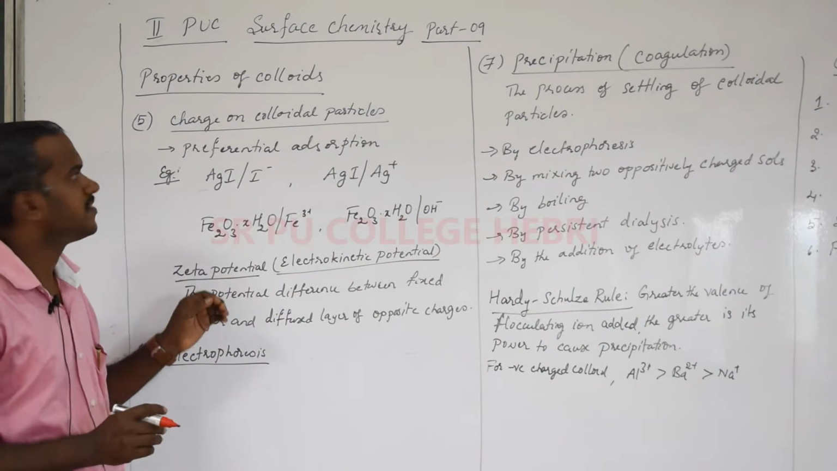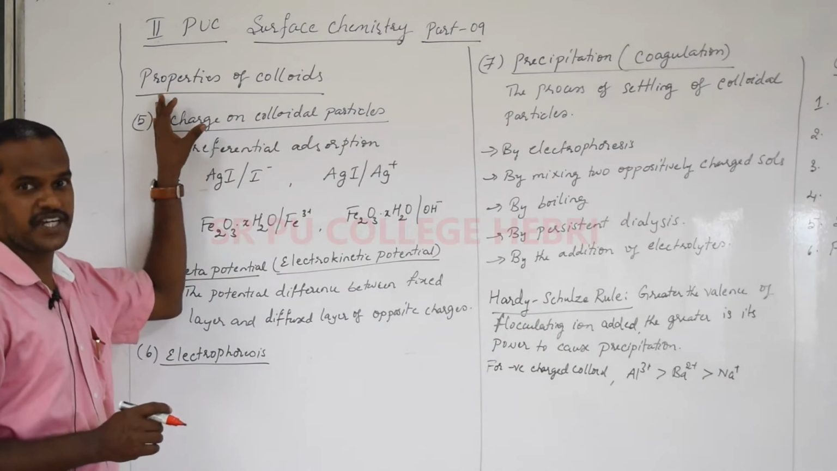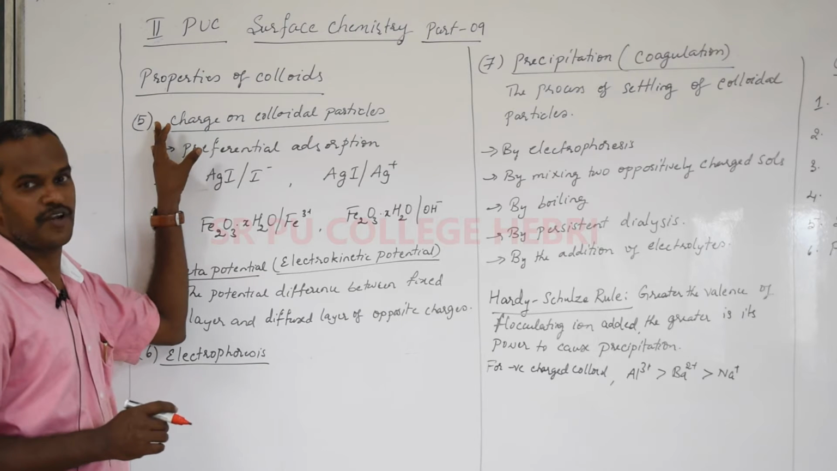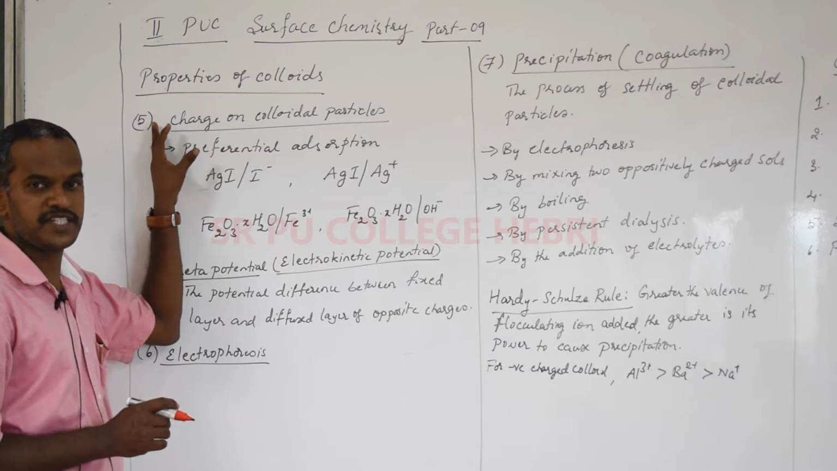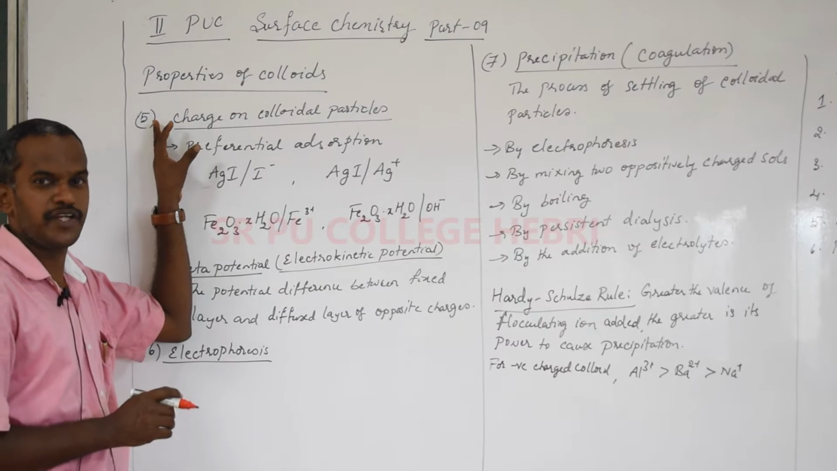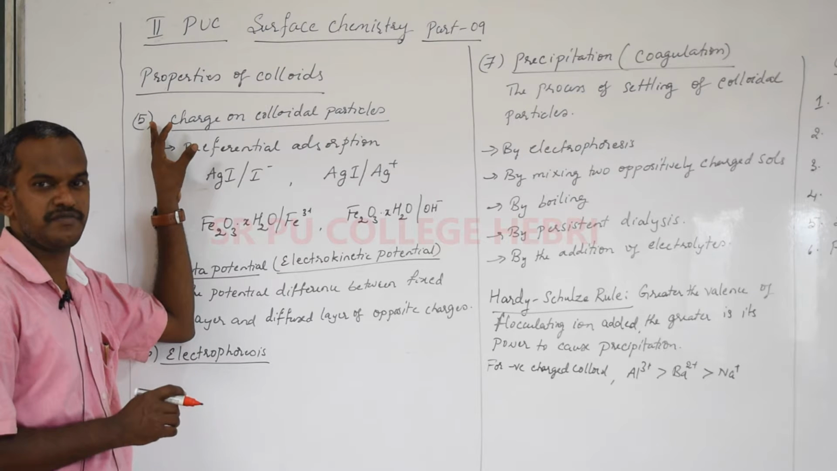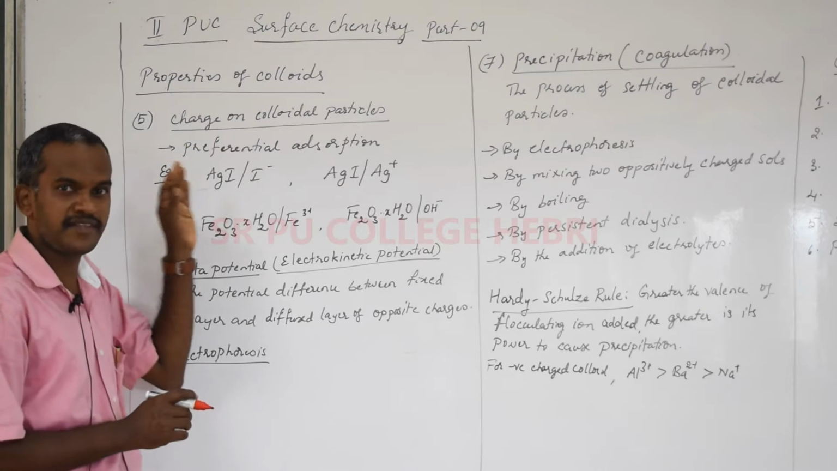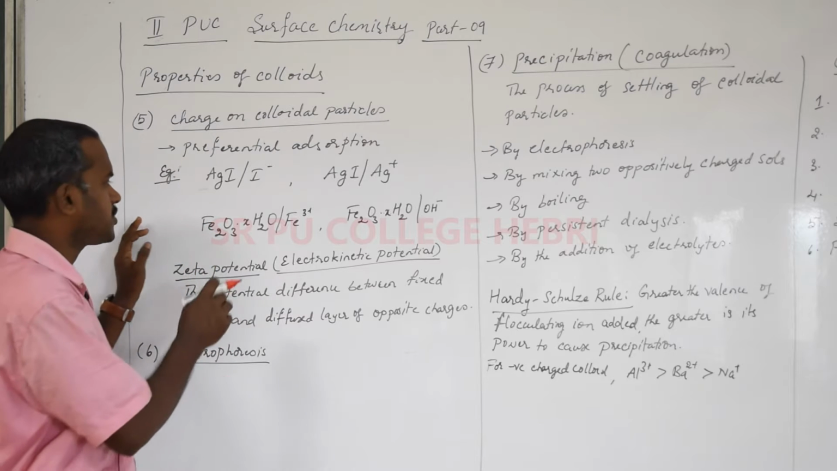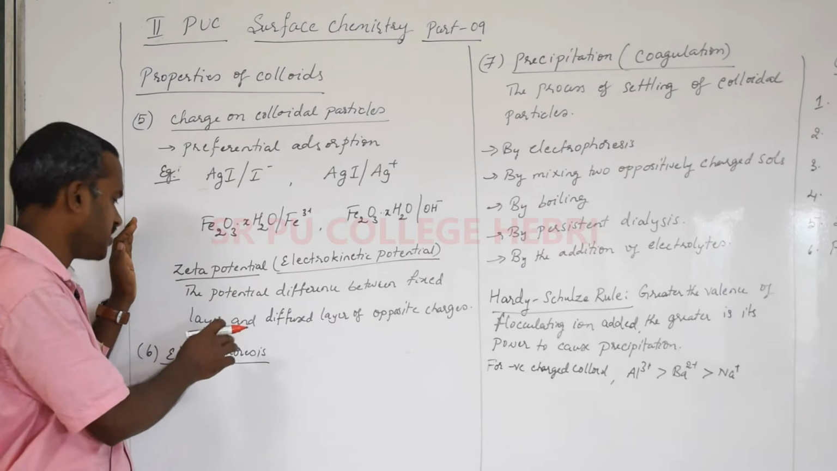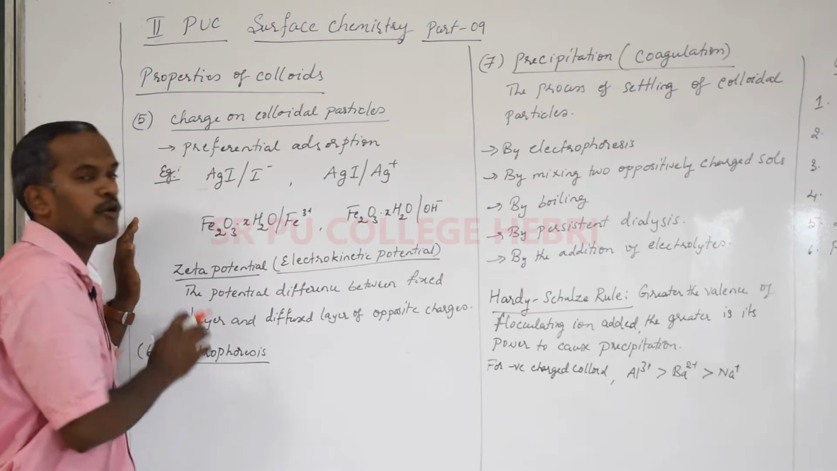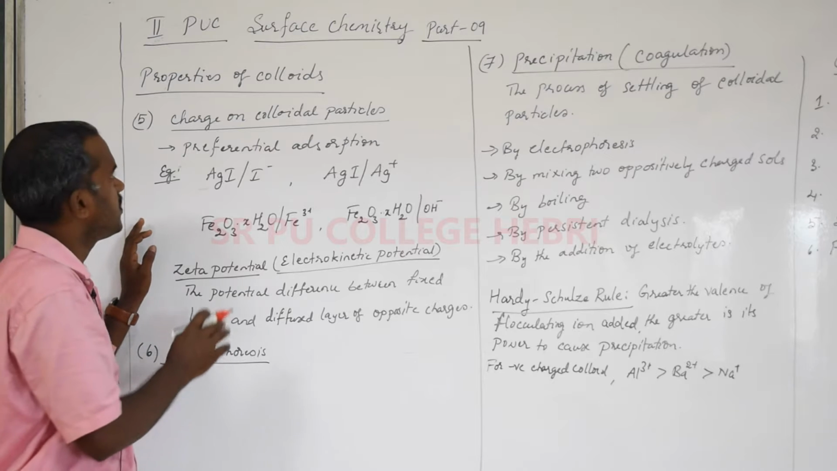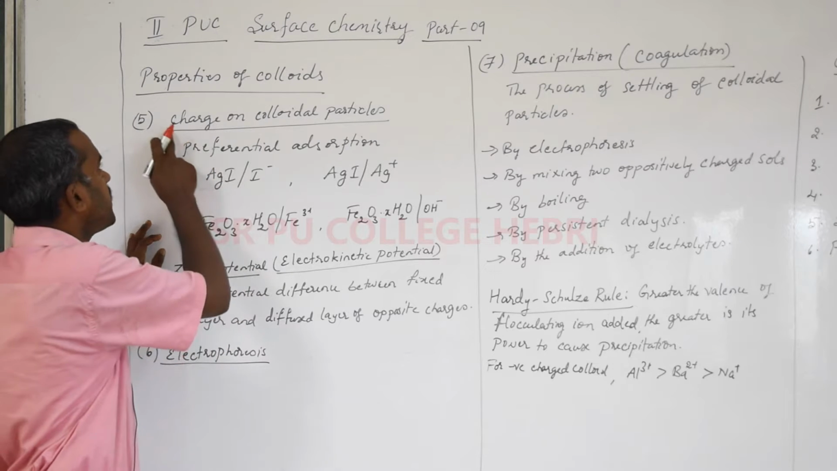Hello students. In the last class we studied some of the properties of colloids. You remember we discussed the color of colloids, colligative properties, the Tyndall effect and Brownian movement. After completing those 4 properties of colloids, today let me continue with some more properties. 3 more properties we have to study in colloids. Let me continue with the 5th one.